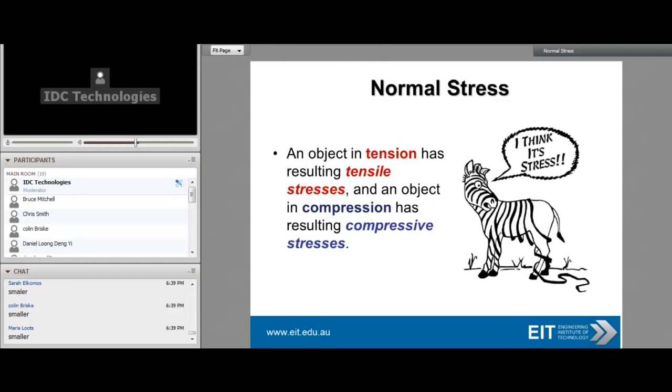Now, this cartoon, is this going to be tensile stress or compressive stress, do you think this zebra is undergoing? We're pulling something off him, pulling his stripes off. Is it tensile or compressive stress? Well, I think it's tensile stress.